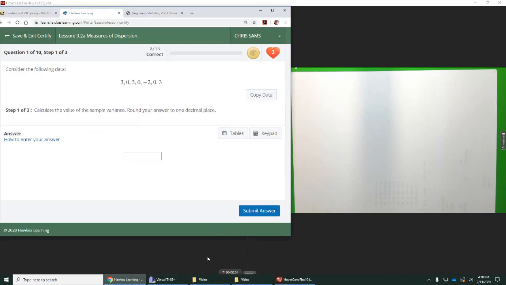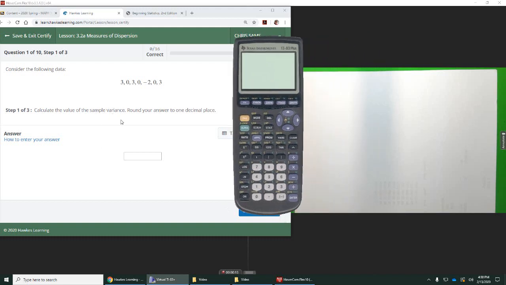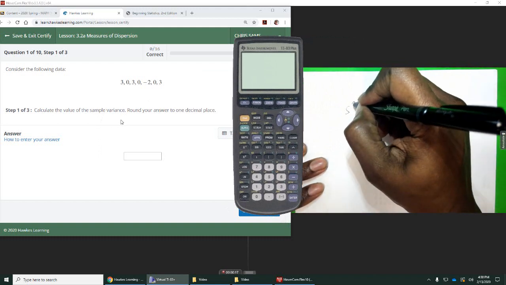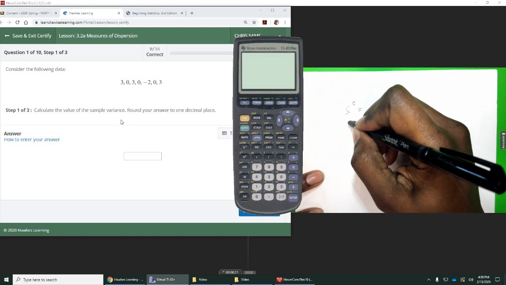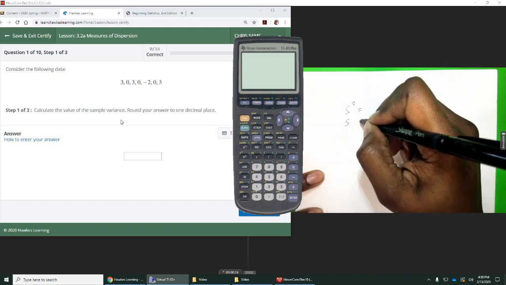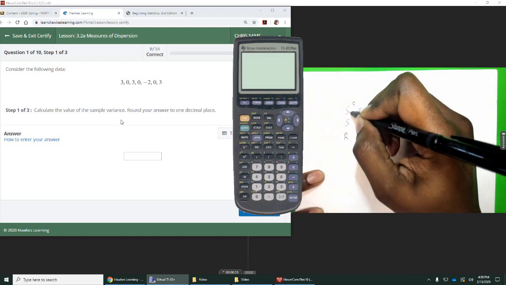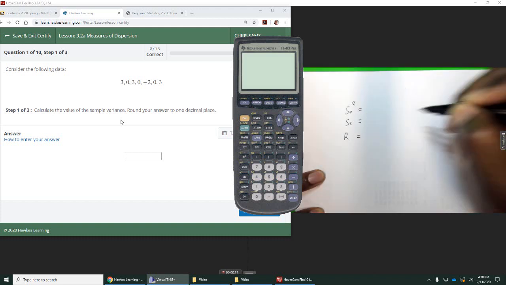Okay, our first example in 3.2a, measures of dispersion, we want to find the sample variance. Sample variance was denoted by S squared, and we're going to find out what that equals. They're also going to ask you what the sample standard deviation is and what the range is. In the calculator, it's going to be denoted with the little x there, so you need to make note of that.